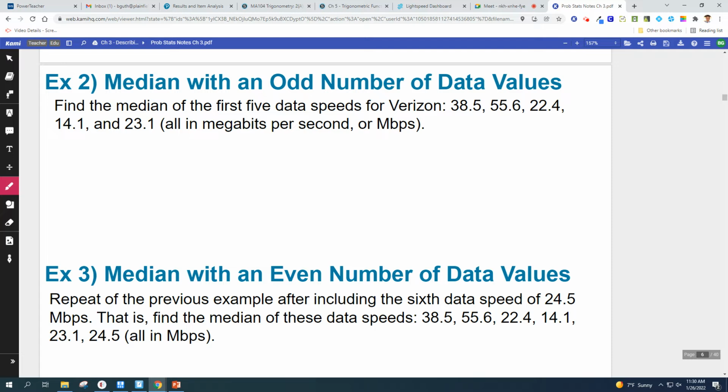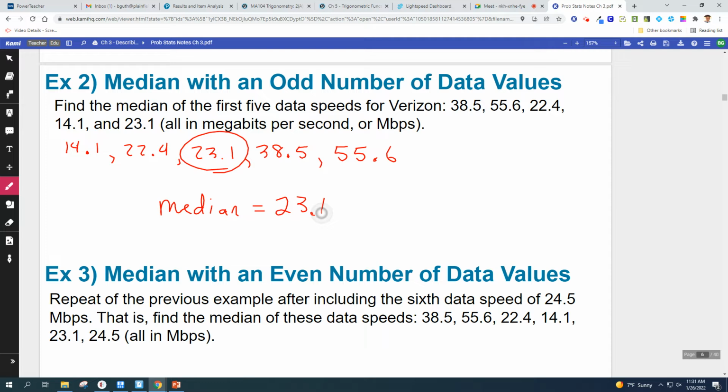So example 2 says find the median of those same numbers. First thing we want to do is put them in order. So we want to line them up in order from smallest to biggest, the way I like to do it. 14.1, 22.4, 23.1, 38.5, 55.6. Put them in order. And then since there's 5 numbers, an odd number, it's just the middle. All we're talking about is the middle number. The median is 23.10.